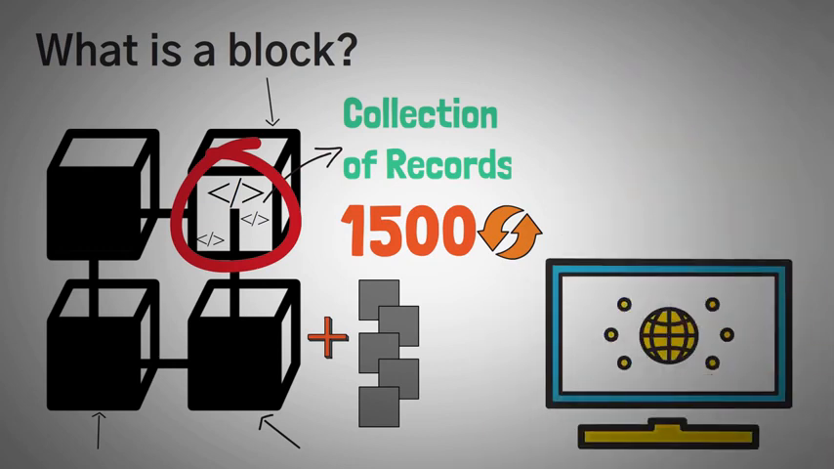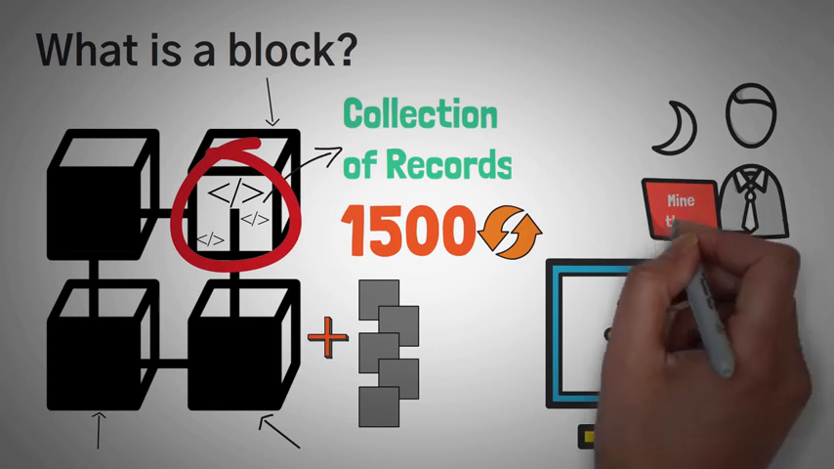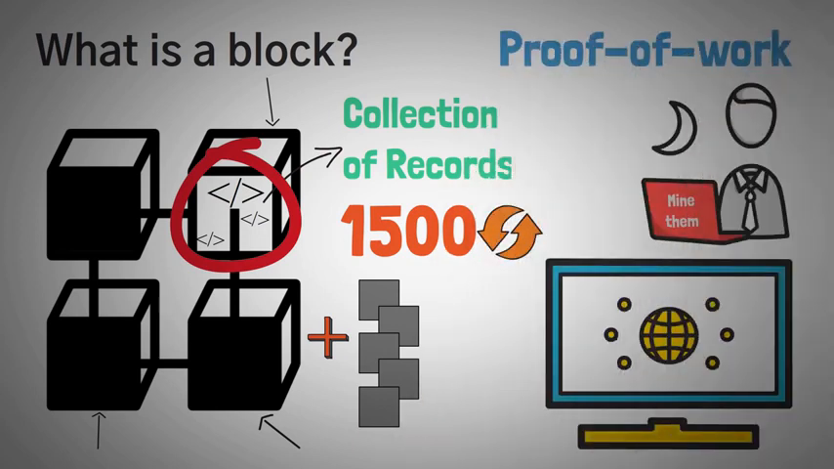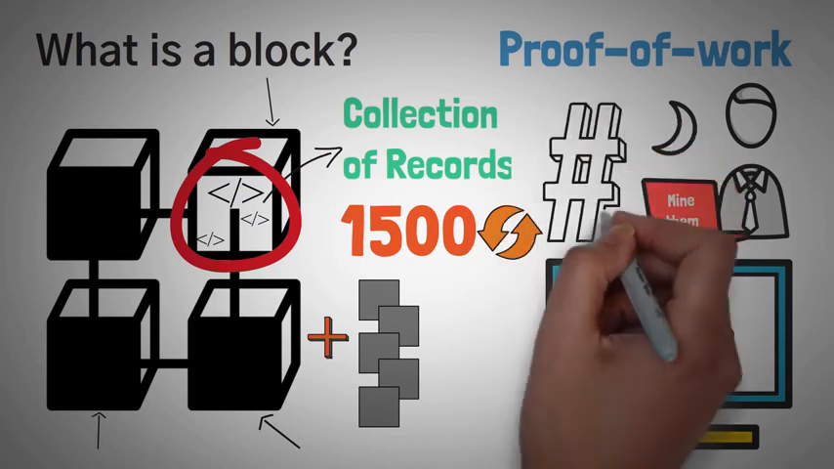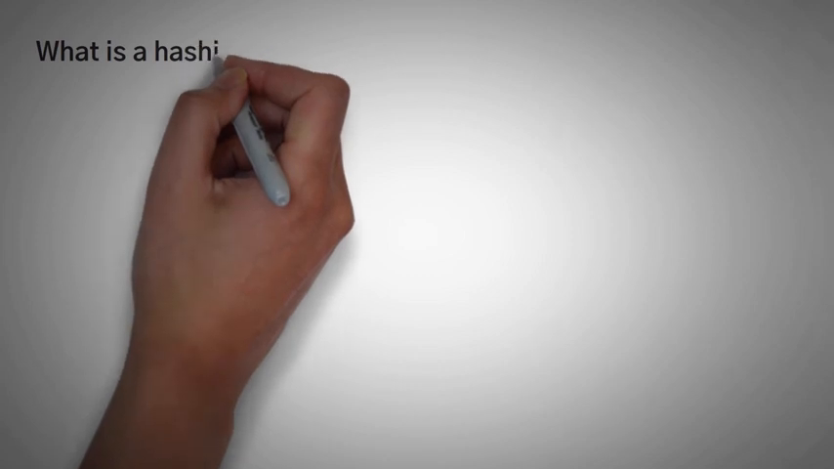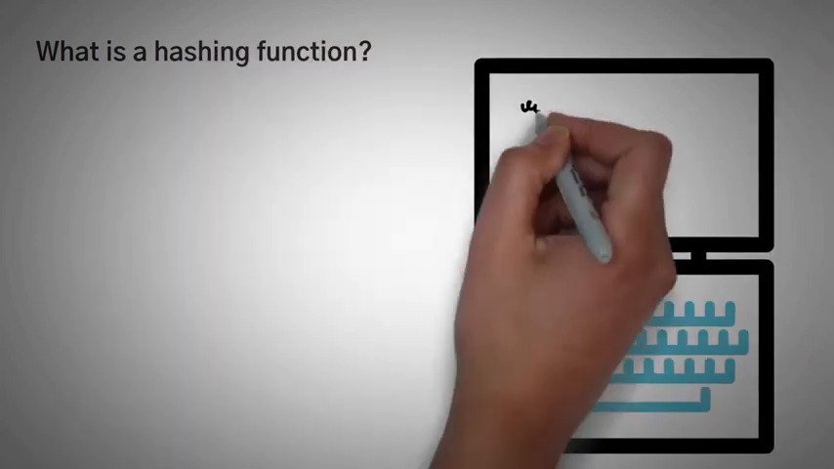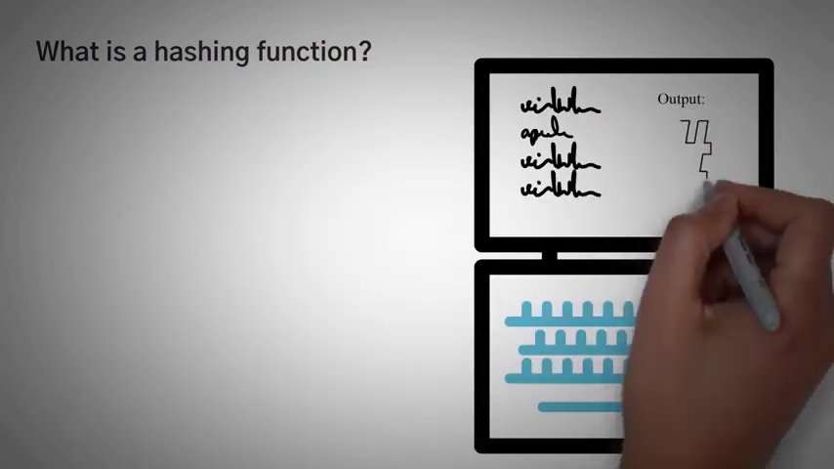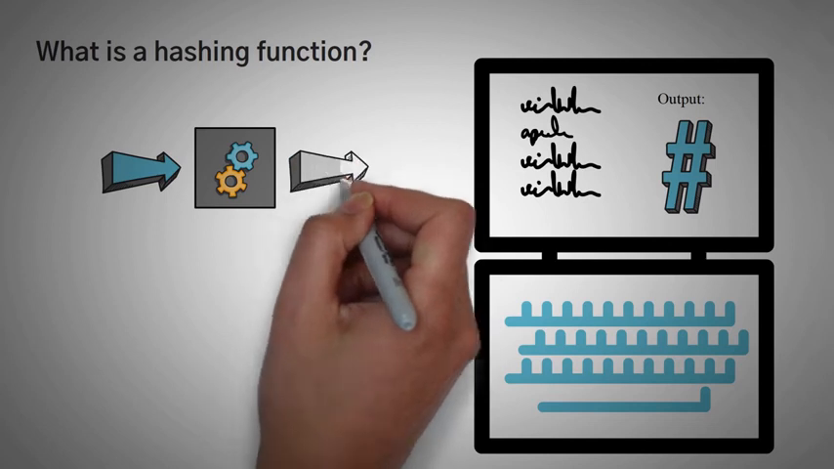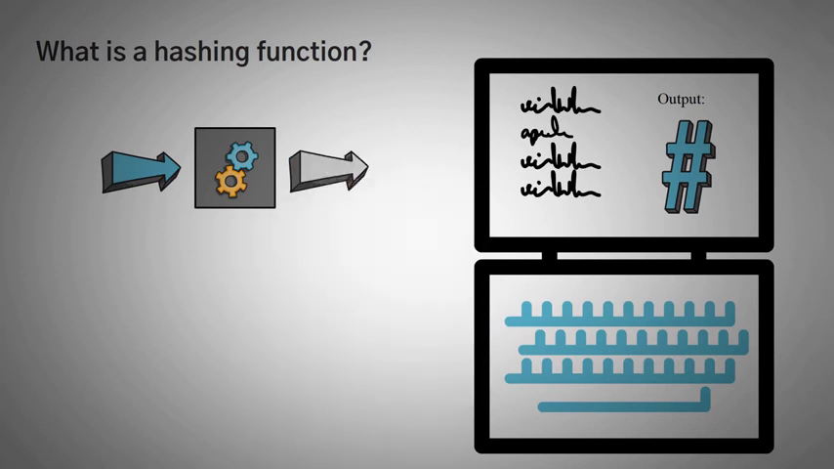Now you might be asking, how do we do that? Well, we do something called mine them. And since Bitcoin is a proof of work model, we have to prove that we mined them. This brings us to something called a hash. So the next big question is, what is a hashing function? A hashing function is a system where you can put something into it and it'll output a hash. Now there's a ton of math happening inside this magical black box, but essentially you give it something and it gives you something. In this case, Bitcoin uses the SHA-256 hashing function.